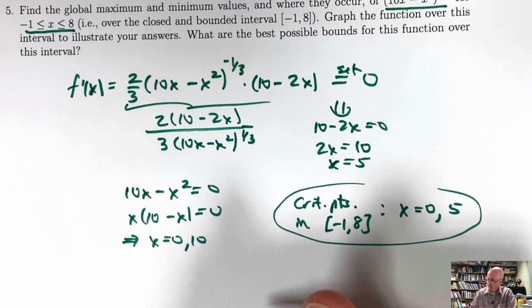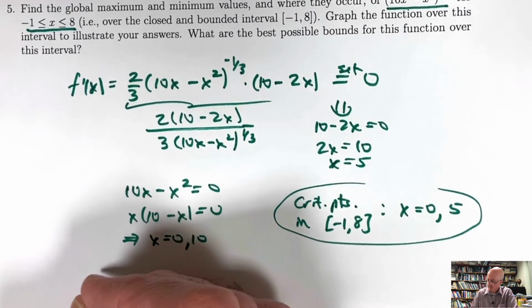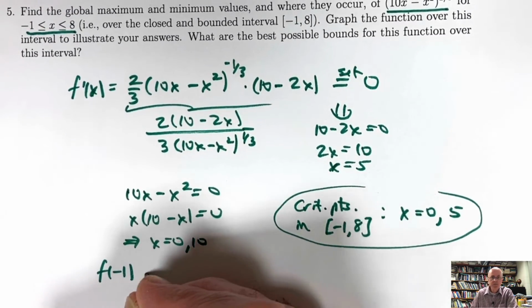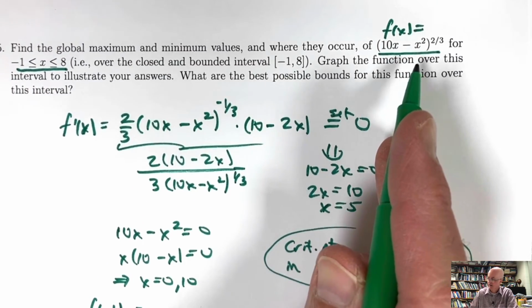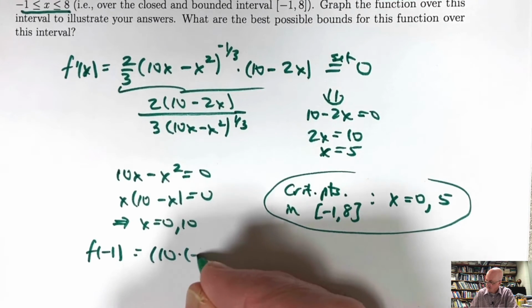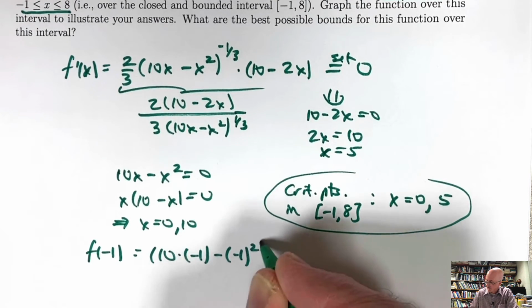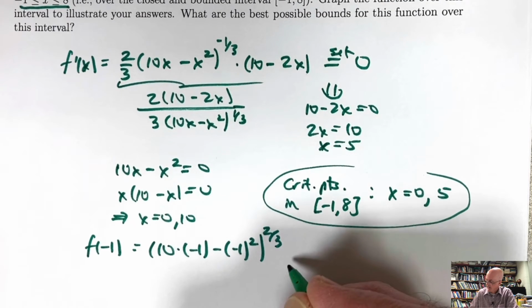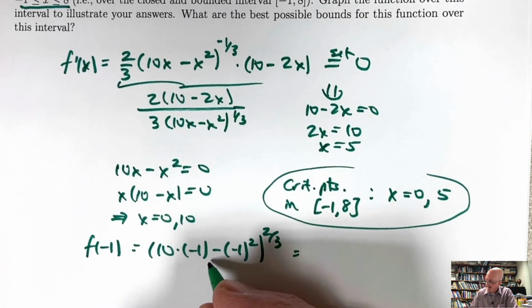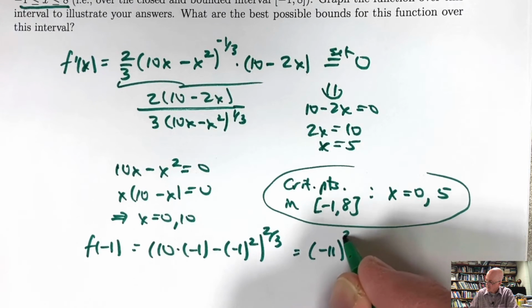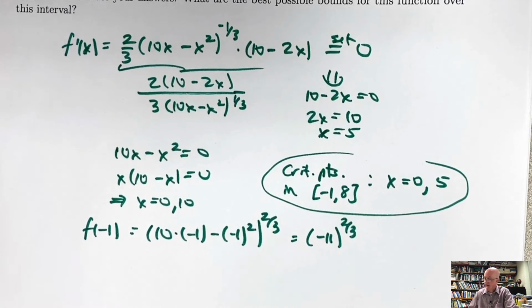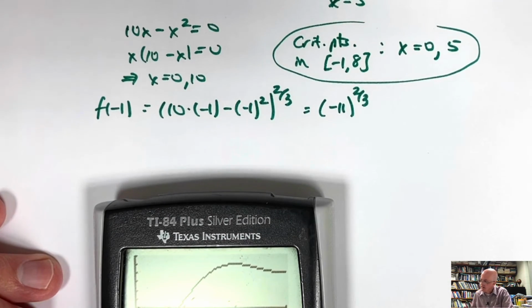All right, now test for global max and min values. That's not the final answer. f of -1 is f of the left endpoint. Plug in -1 up here. Get 10 times -1 minus (-1) squared, all to the 2/3 power. That becomes -10 minus another 1, which is -11 to the 2/3 power. Let's just go ahead and approximate that here. Let me double check that I did that right. Yeah, it looks correct.